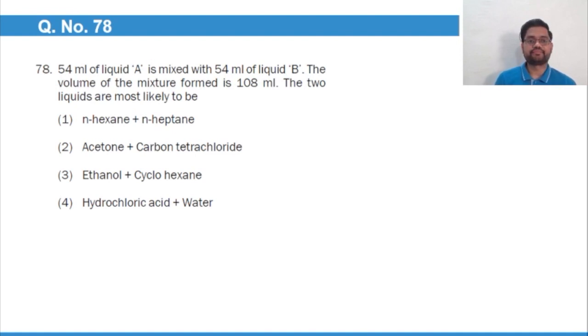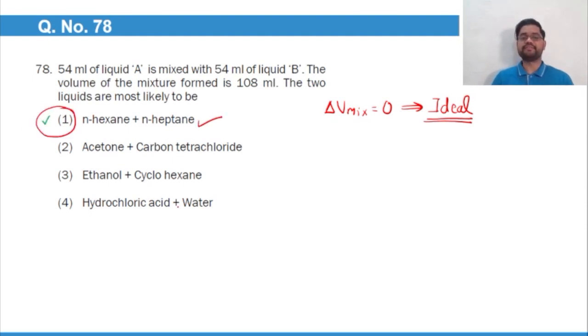78. 54 ml liquid A is mixed with 54 ml liquid B. The volume of the mixture formed is as given. That means delta V mix is equal to 0, and it is 0, that means it is an ideal solution. The ideal solution can most likely be found with n-hexane and n-heptane. That's the right answer.